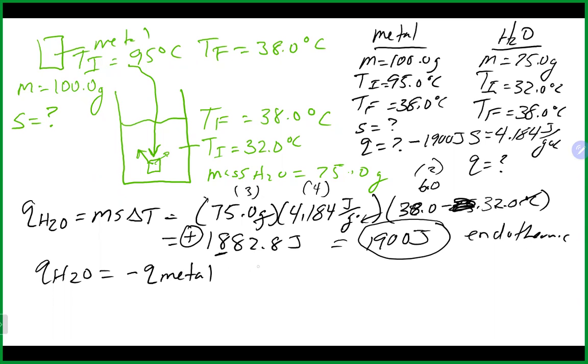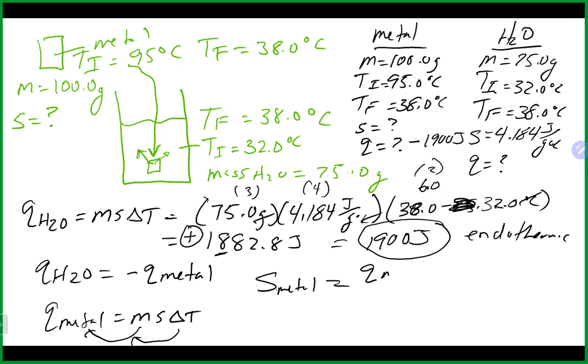So what that means is we now have enough information. If we look at Q of the metal, it will equal m s delta T. If we want to solve for S of the metal, we're going to divide both of these to the other side, and that will give us Q of the metal divided by m and delta T. So putting in our numbers, and again, if you want to use a round number, you can. If you just want to carry over the original number on your calculator, you can do that as well. But it does need to be negative here.